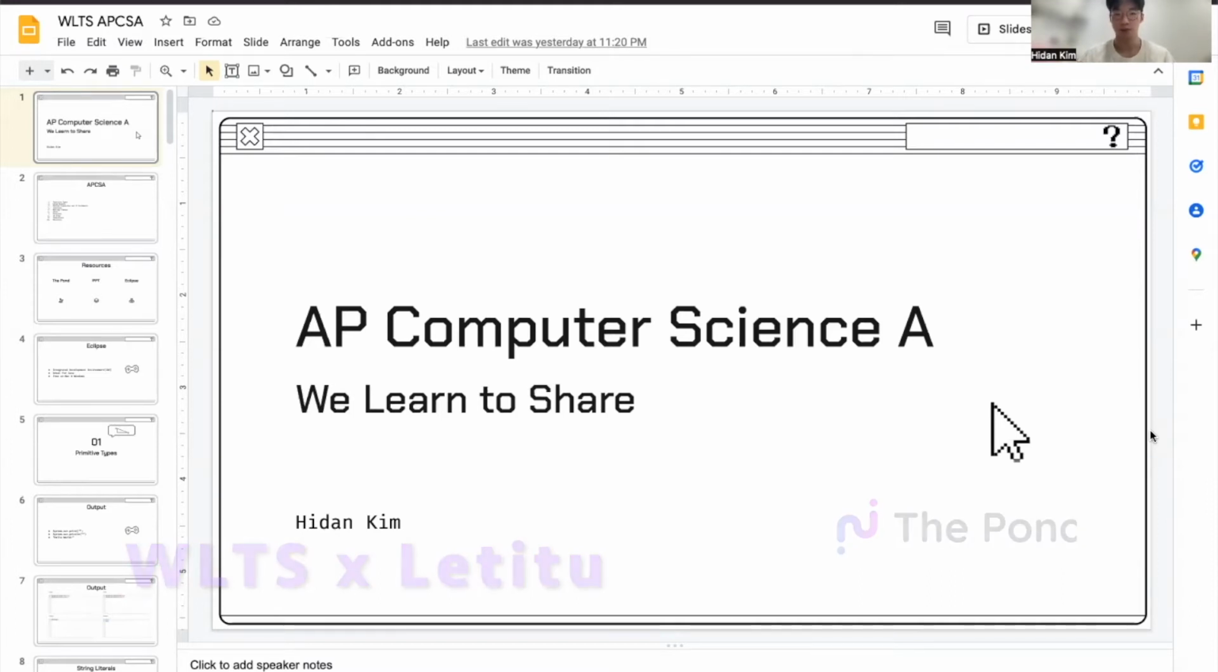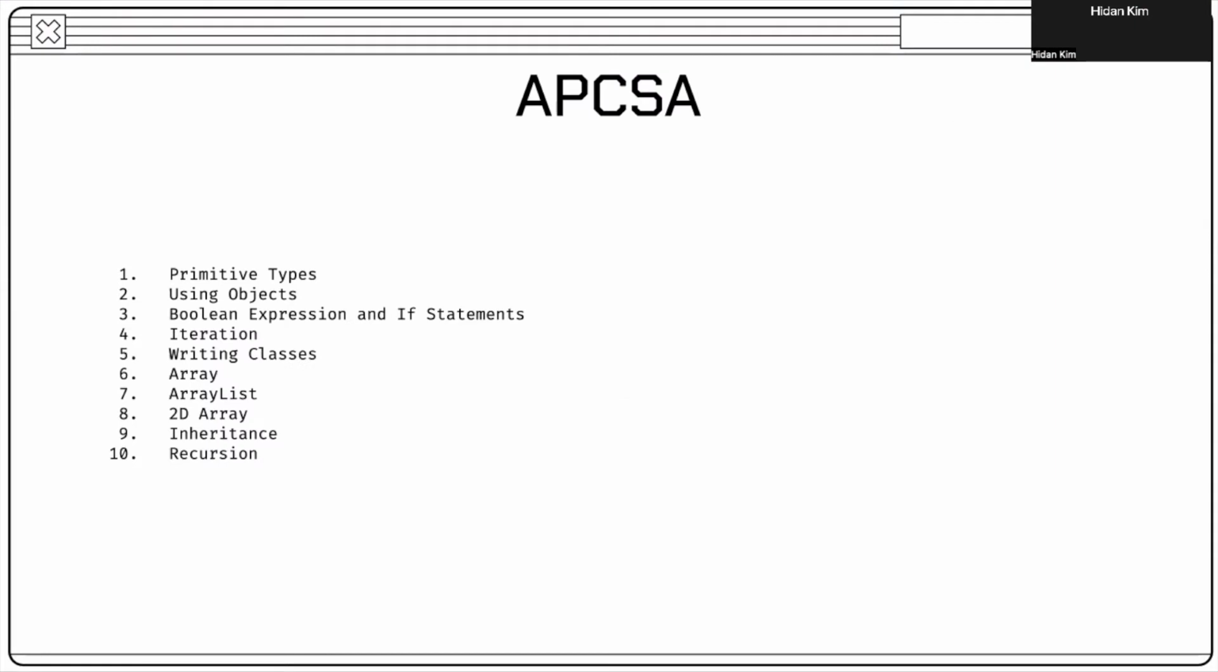In AP Computer Science A, there are 10 chapters which cover different basic skill sets that would help you to master the Java language over the course. I will be making 1 or 2 videos per chapter, which will include essential knowledge and practices to help you guys succeed in the APCS course.